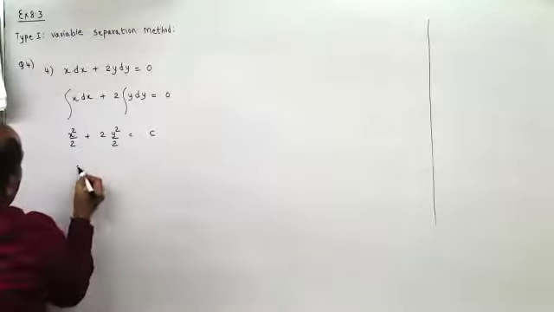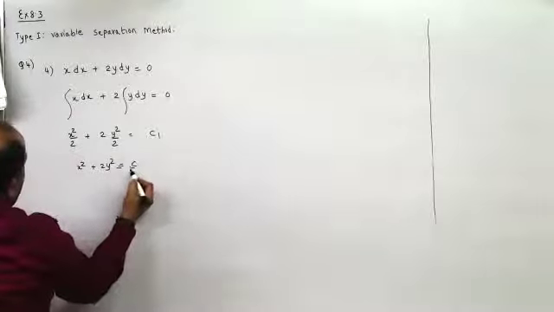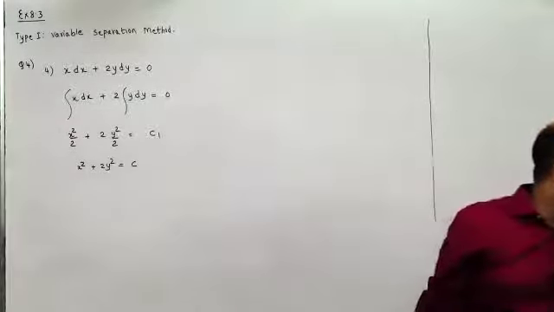So this is x square plus 2y square equal to twice of some constant, or I can say it is a constant. So this is the variable separation method. This is how you find the solution.